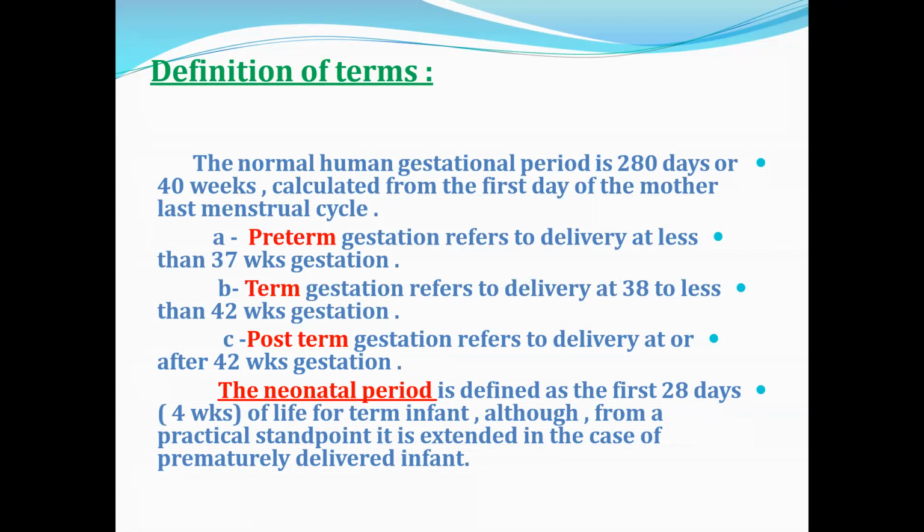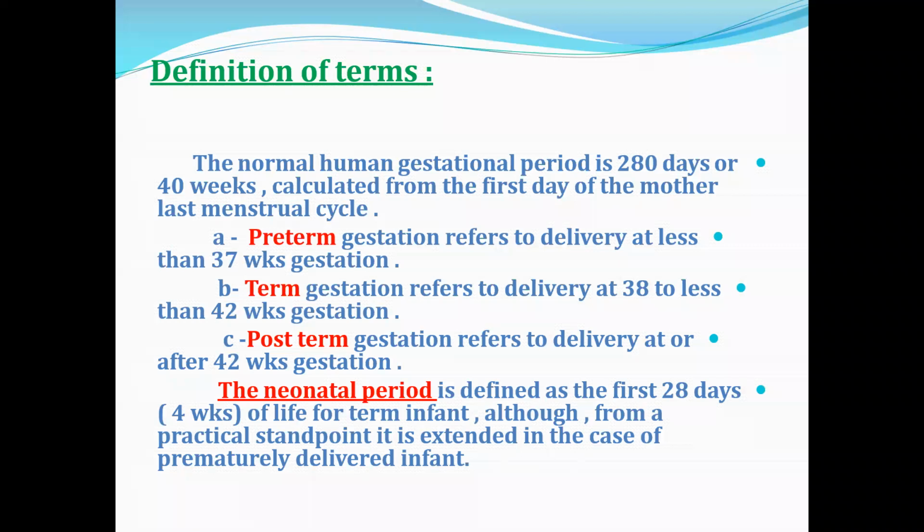Post-term gestation refers to delivery at or after 42 weeks of gestation. Of course, this type of newborn is not free from complications in spite of being post-date term.